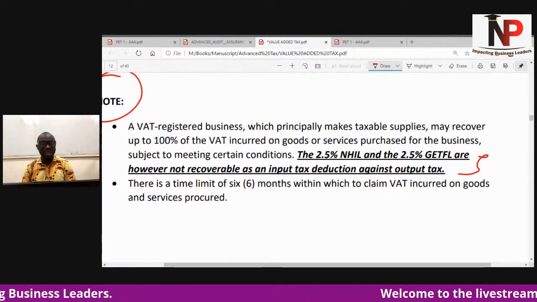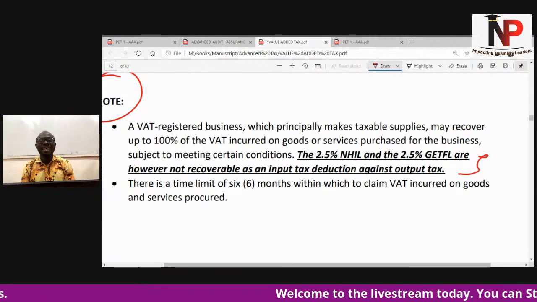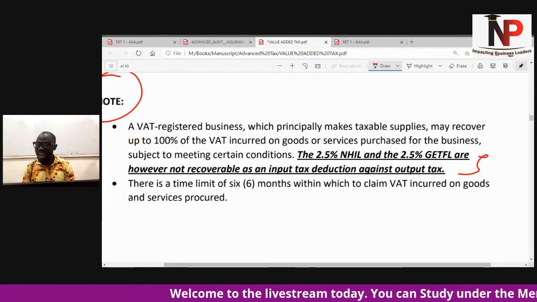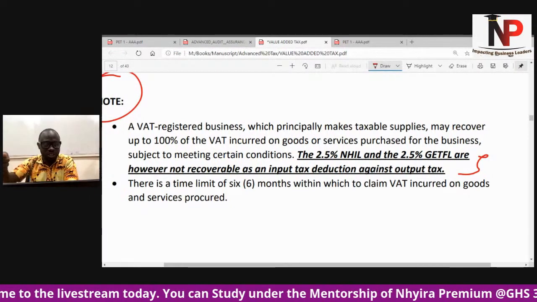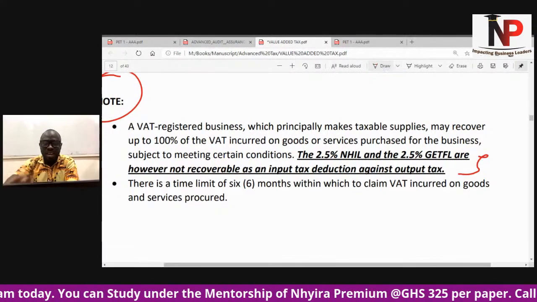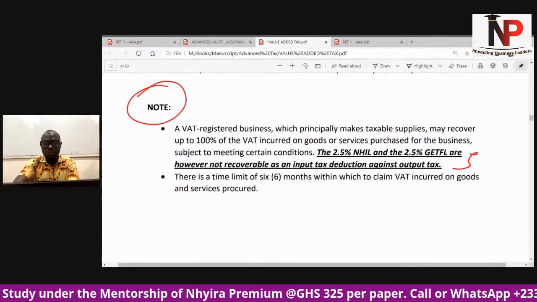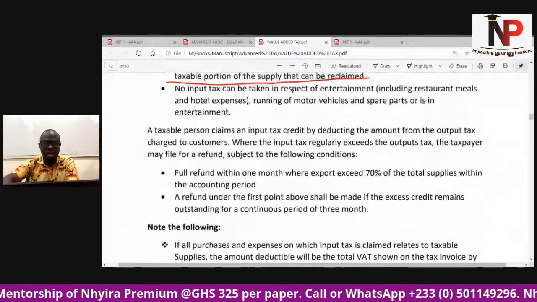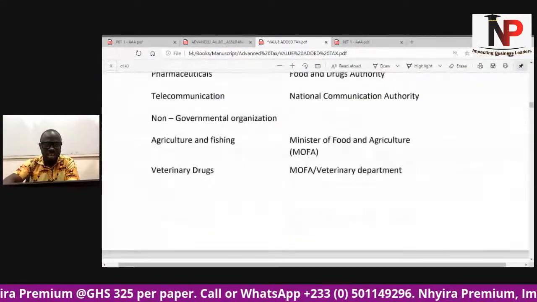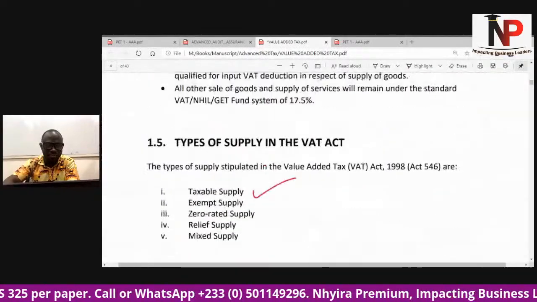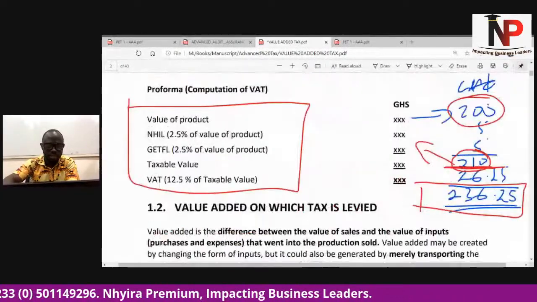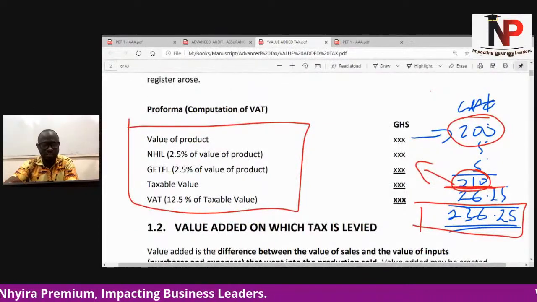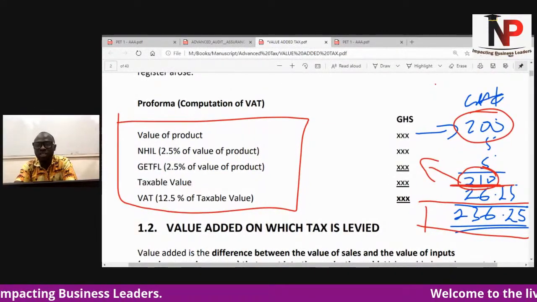So you gotta be careful here. You gotta be really, really careful here. Now, if you remember our computation earlier, you will understand why this statement is being made here. So let me just take you a little back to our slide in the beginning, to the pro forma. Look at the pro forma here. This is what we mentioned here.